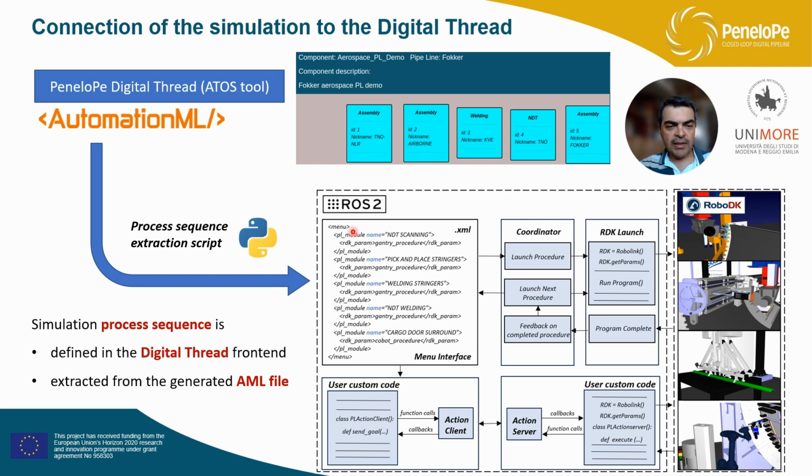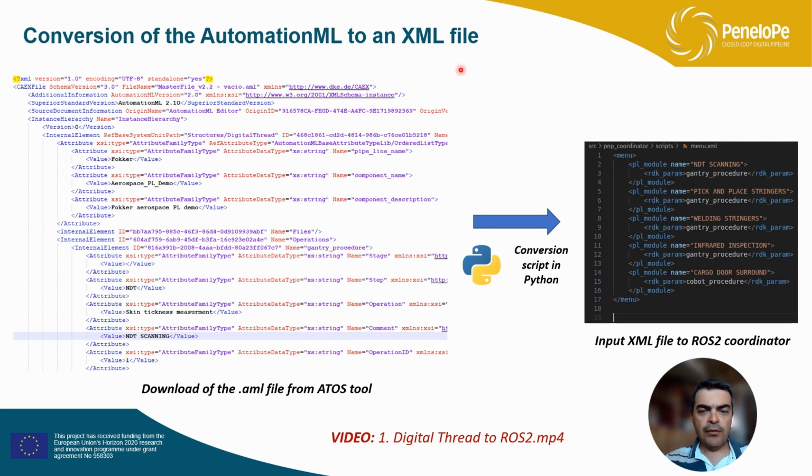And here you see that the file simply contains the list of the procedures to be activated. So entity scanning, then pick up place stringers, and then welding stringers, and so on. And these operations are triggered by the coordinator inside ROS2 in order to activate the action client and the action server to actually perform the simulation. And here you see some details of the conversion process that can be done with the script developed by UNIMORE in Python, which parses and interprets the AML file and converts it into the XML file used by ROS2.